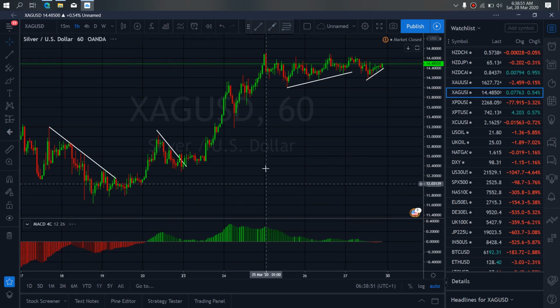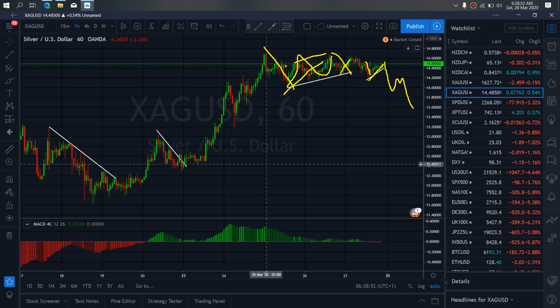On the 1-hour time frame, at present, we saw this as the B wave complete. This was A, this was B. So we expect this to drop, and it has not dropped. So we're still watching for it to drop down for us to make this A, B, C, potentially.